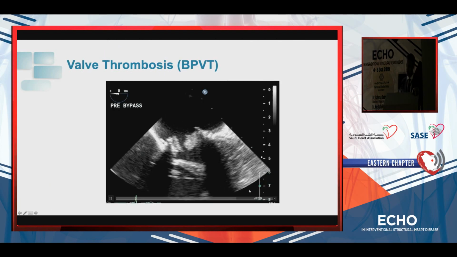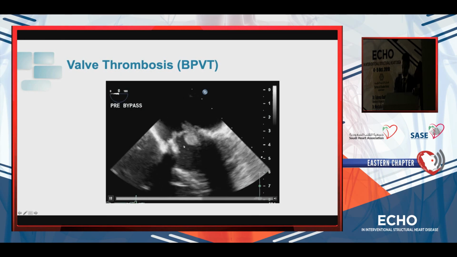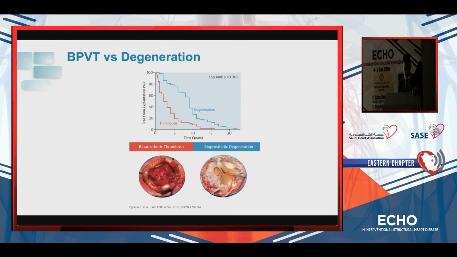Just to show you an image, frequently you will see thickened leaflets, masses on the leaflets like this. How aggressive you're going to be with your therapy depends a little on the clinical condition of the patients. And just to compare it with degeneration, thrombosis is more a problem on the earlier side, and degeneration is something that takes a little bit longer.